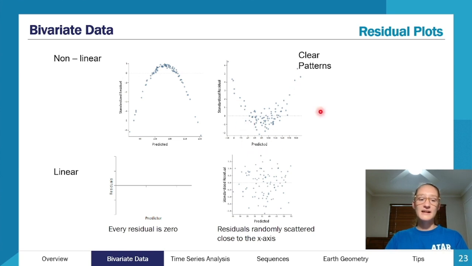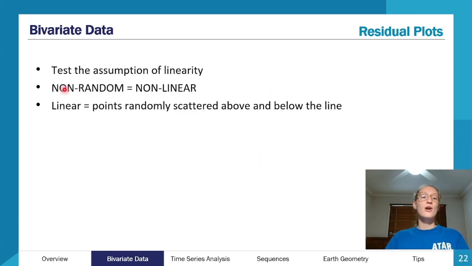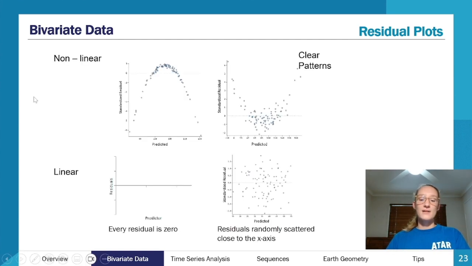But because we can see here, our points aren't randomly scattered. There's actually a really clear pattern going on here. That's what I meant earlier about how non-random means non-linear. So if I come back to our next slide again, this is non-random. Therefore, from this residual plot, I would conclude that this relationship is non-linear. Whereas this one, we can see that our residual points are randomly scattered above and below the line. So it's super random. So this tells me that there is a linear relationship present. So when interpreting residual plots, non-random means non-linear, and randomly scattered around means yes, it is linear.